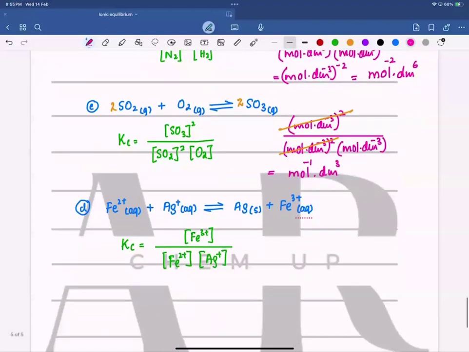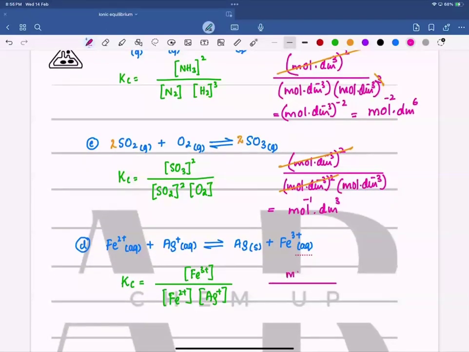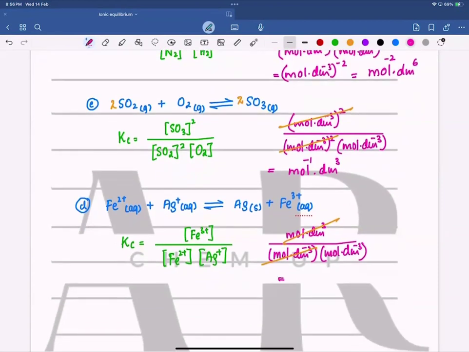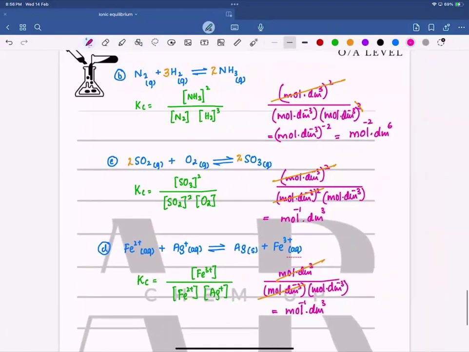Yes, sir. Now, if I work out the units for this one, I have mole per dm cube, then I have mole per dm cube times mole per dm cube. So these two cancel out, and again we are left with mole per dm cube in the denominator. When it moves to the numerator, it becomes mole inverse dm cube. Is this clear to all of you? Yes, sir. Yes, Ahmad, Yusuf, and Kubra, is this clear? Yes, sir.